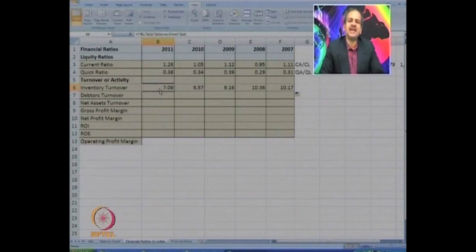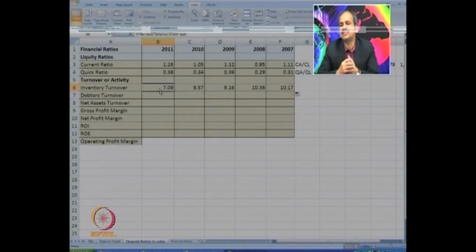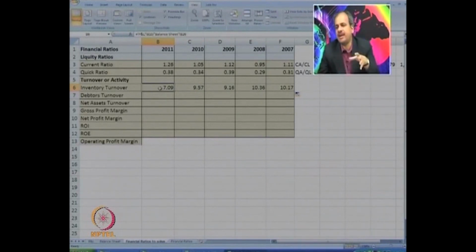Is it a good or bad sign? It is not a very good sign, because it shows that the company has more accumulation of stock in 2011 particularly. As their stocks are moving slower than the movement in sales, it is not a good sign that the company is able to turn over its inventory only 7 times as far as the current data is considered.